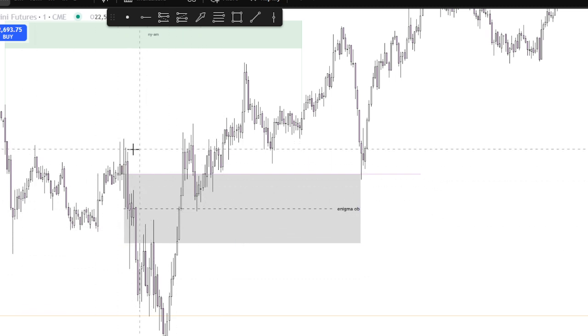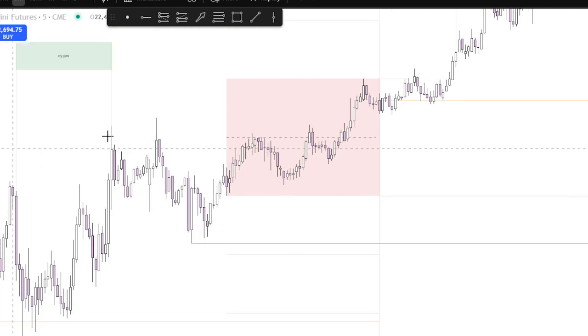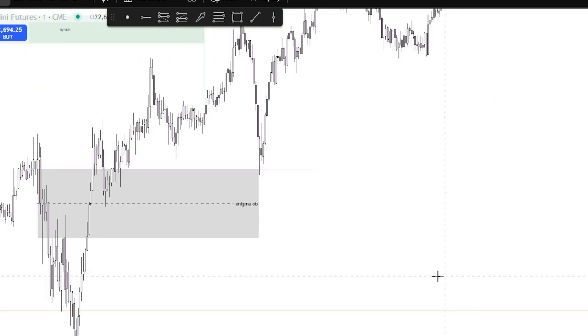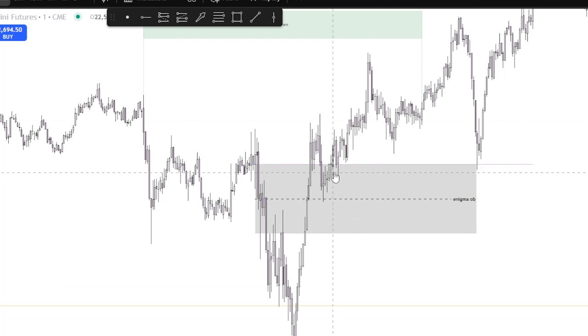Okay, price inverses it. You literally have, what is it called? Wait, I'm trying to see if I can. Okay, no, never mind. What do you do? Wait for the CE, or wait for the Enigma order block to get tapped, and you see that CE gets tapped here.